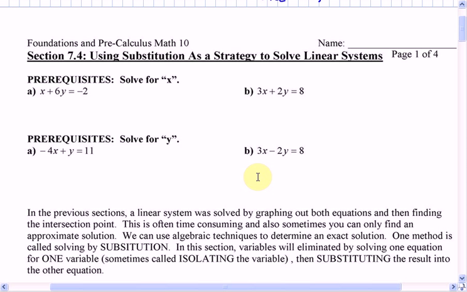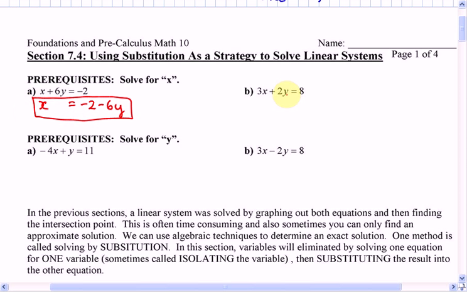But before we do that, let's just go back and do some prerequisites. Let's see if you can just solve for x with the following examples here. Solve for x meaning isolate x. So really I want x by itself on the left-hand side. So you probably want to move the 6y to the right-hand side. And to do that, of course, you're going to subtract 6y. And that's it. Very straightforward.